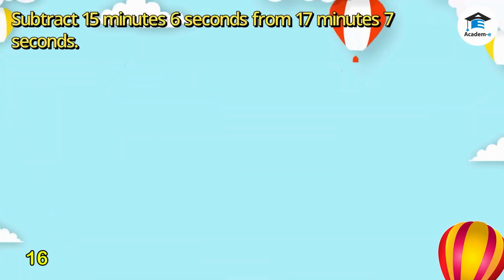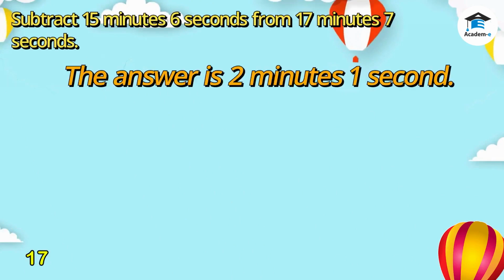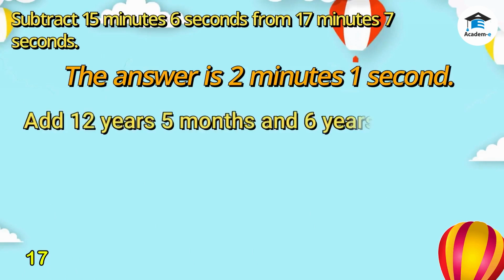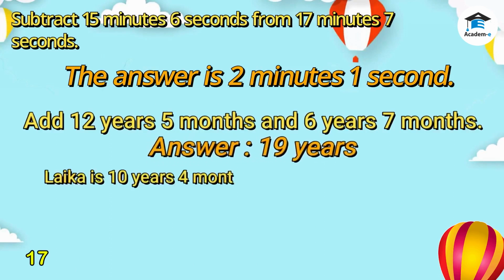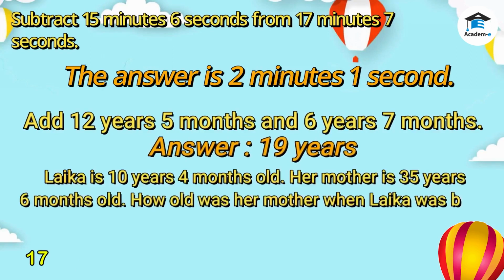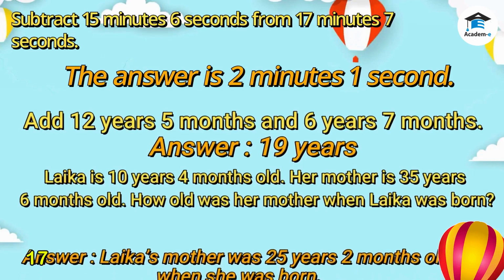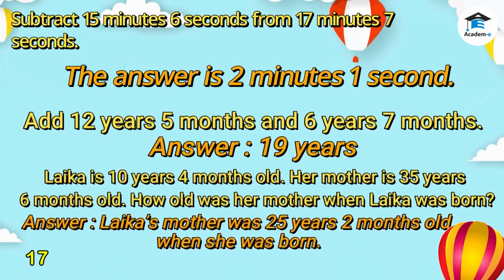Let's practice. Subtract 15 minutes 6 seconds from 17 minutes 7 seconds. The answer is 2 minutes 1 second. Add 12 years 5 months and 6 years 7 months. The answer is 19 years. Laika is 10 years 4 months old. Her mother is 35 years 6 months old. How old was her mother when Laika was born? Laika's mother was 25 years 2 months when she was born.